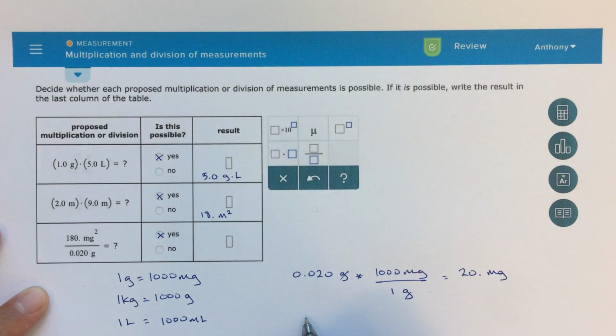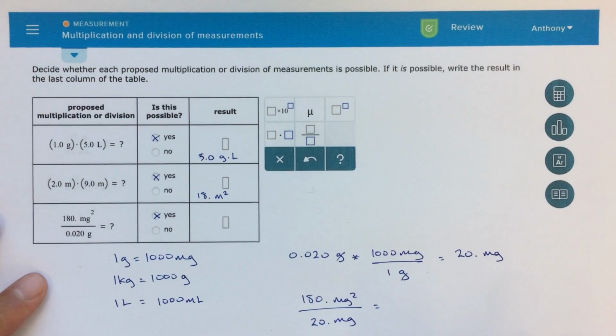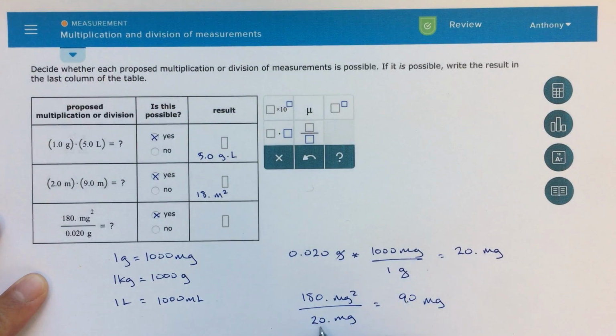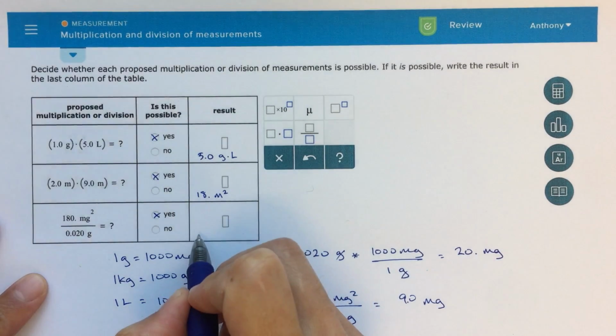Maybe I'll just write it right here. 180 milligrams squared divided by 20 milligrams. So my units of milligrams, one of them will cancel out. My final answer will have units of milligrams, and just doing this calculation will be 9.0 milligrams. So 2 sig figs, 2 sig figs. This number has 3 sig figs, right? But we need to have the same number of sig figs in our final answer as the least number here. So this would be 9.0 milligrams for that last one.